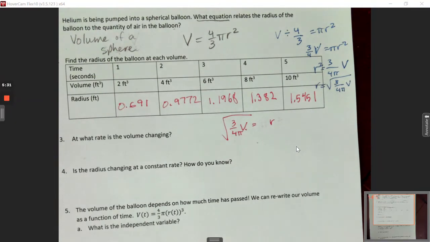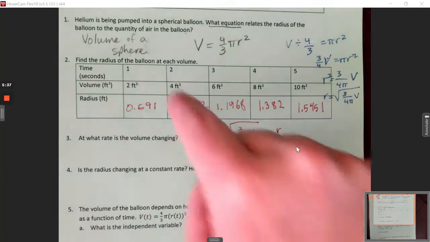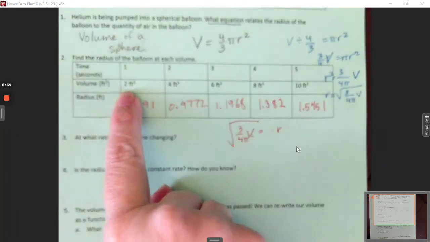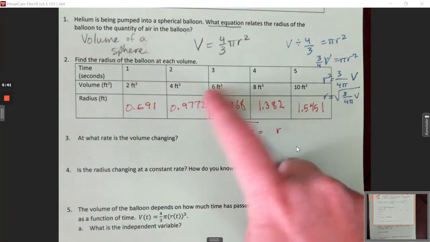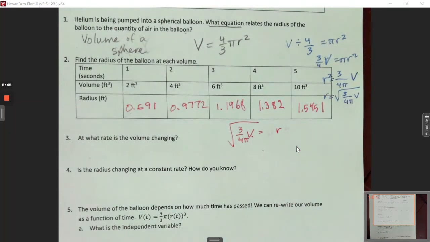All right, at what rate is the volume changing? So when I look at just the volume, I've got time is 1 second, volume is 2; time is 2, volume is 4; 3, 6; 4, 8; I have 10. At what rate is the volume changing?